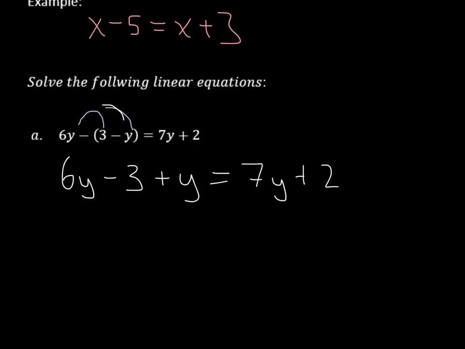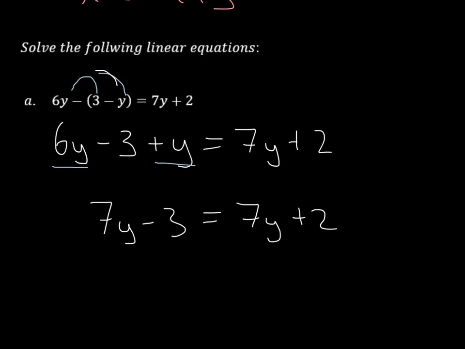Now, let's combine any like terms we can. Take a look over here. We have 6y plus y. 6y plus y gives us 7y minus 3 equals 7y plus 2. And again, you see these aren't really looking similar on either side. We have the 7y's. So our next step is to get the variable we're solving for on the same side. So we're going to subtract 7y and subtract 7y. Our 7y's cancel over here, and our 7y's cancel over here.